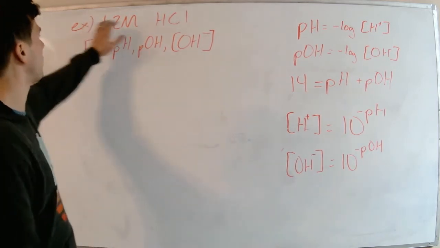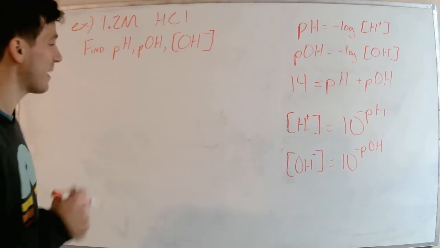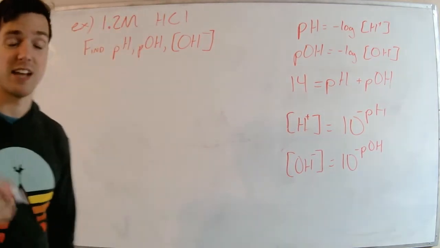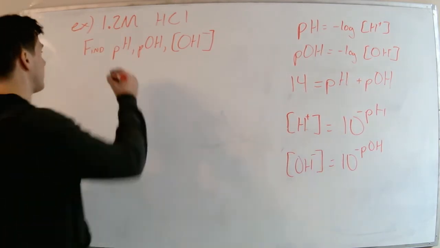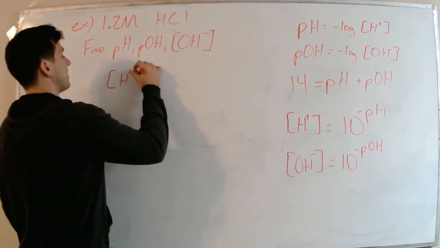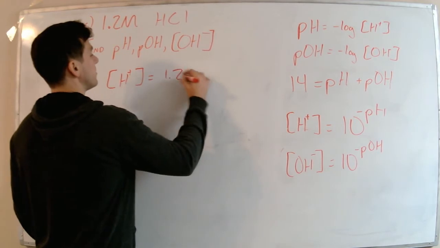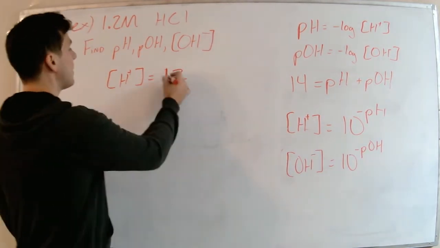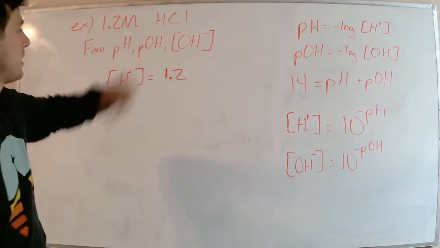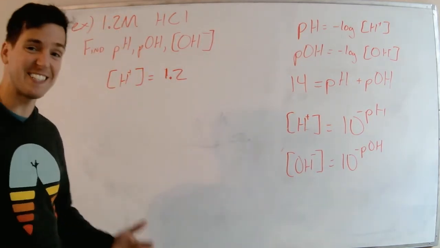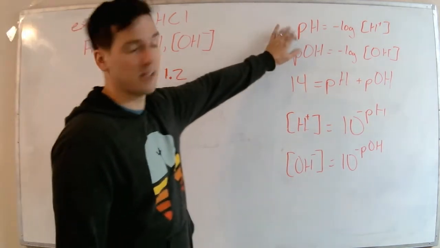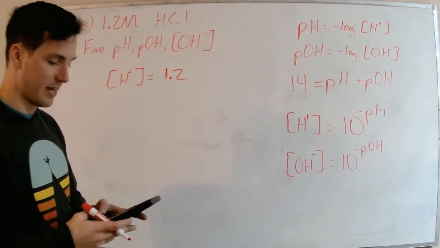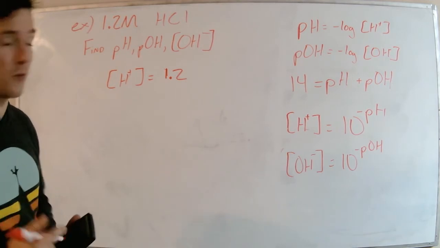So right now I have 1.2 molar HCl. So right now the only thing I have is the concentration of the acid. I only have H+. Again, that is because HCl fully dissociates. So right now I only have the concentration of H+. Well, let's go ahead and figure out pH, pOH, and OH minus. The easiest thing to figure out right off the bat is pH, right? If I take the negative log of 1.2, that will give me the pH, no problem.